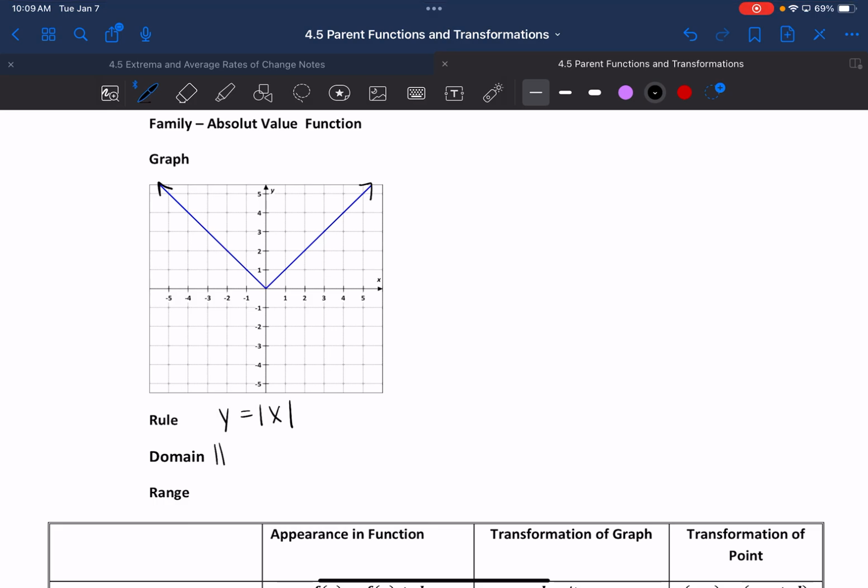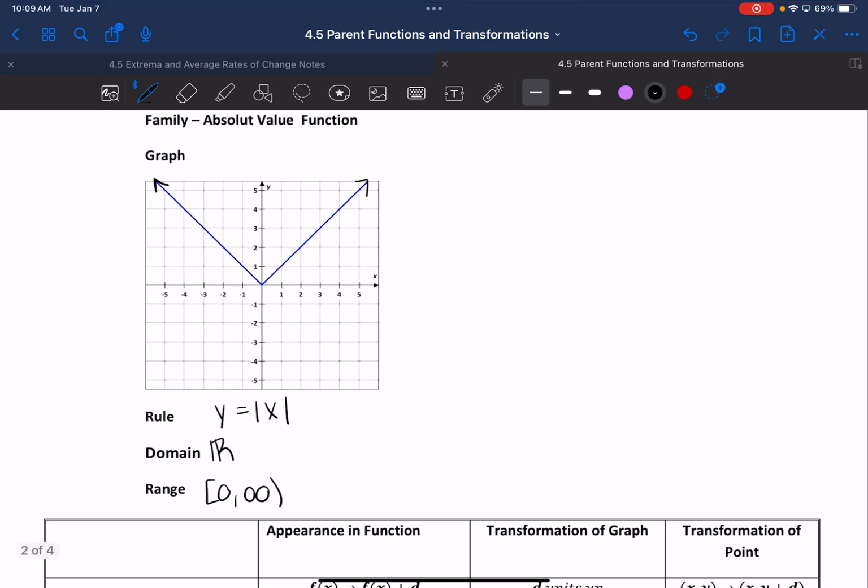Okay, what would we say the domain is here? All reals. And what about our range? Right, and the 0 is included in this case, right? So we're going to put a bracket on that 0. Or you could also write it as y is greater than or equal to 0. Perfect. Okay. All right.